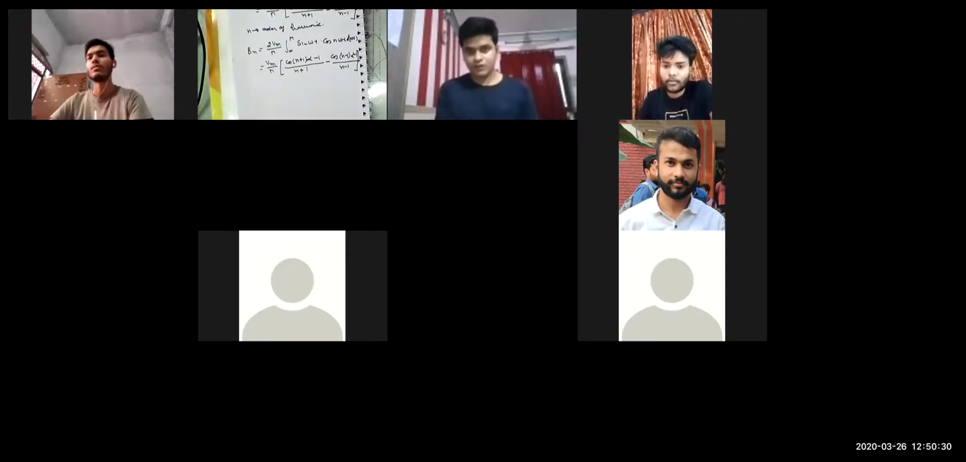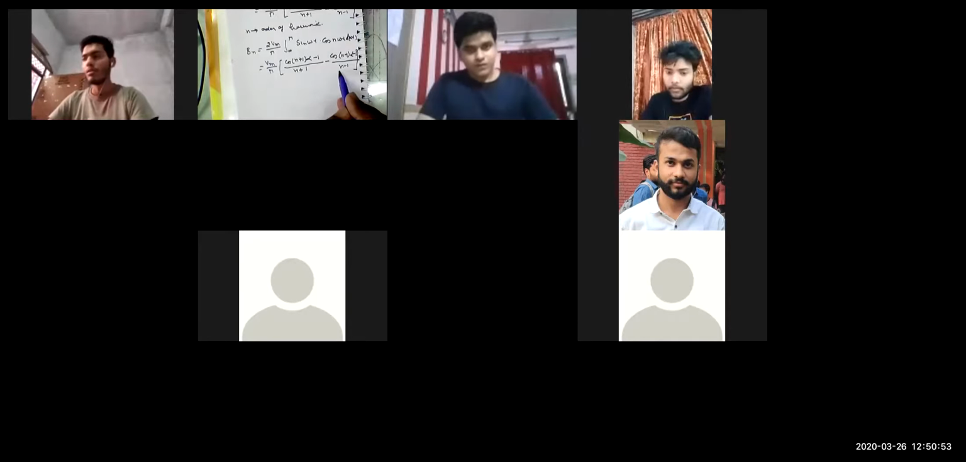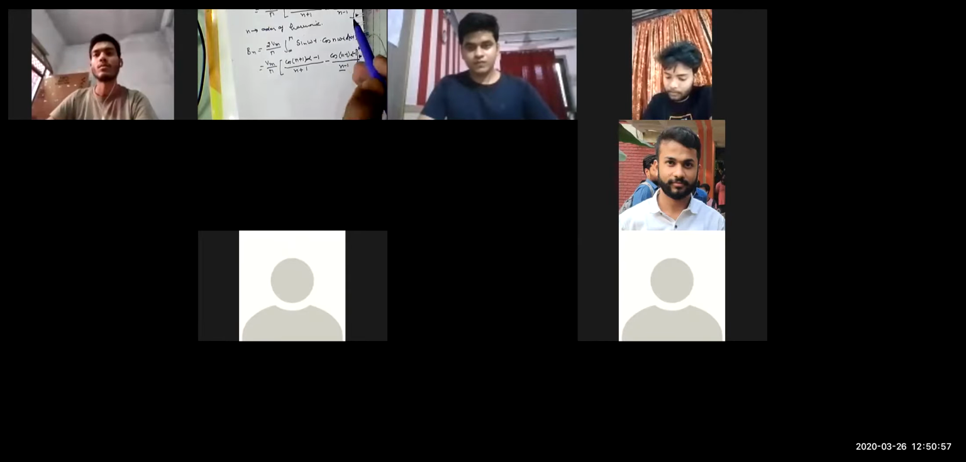This you will get. Now, what would be the fundamental voltage? Can anybody tell how to find out the fundamental voltage? You just put n equal to 1. The moment you put n equal to 1, this quantity is something upon 0.